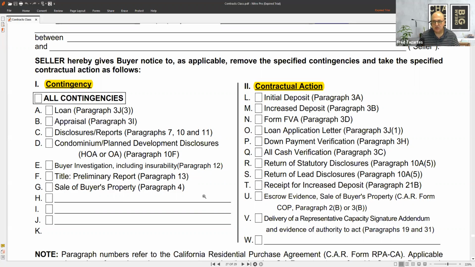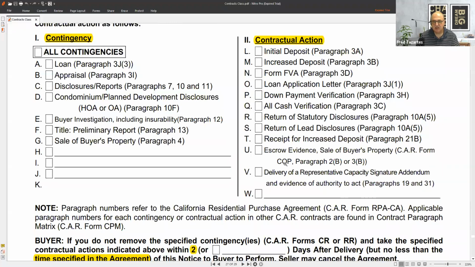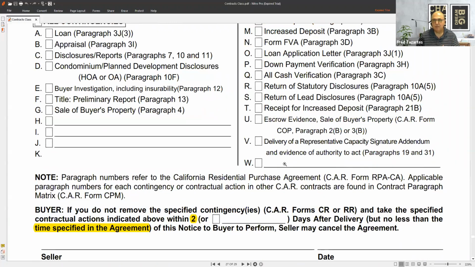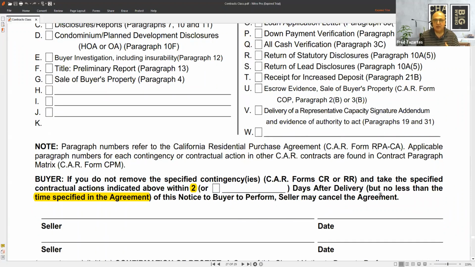It's nothing personal. It's just, hey, you were supposed to remove your appraisal at 17 days. Here's a notice to perform. Let us know what's happening. Doesn't mean we're canceling. We just have our seller's best interest in mind, and we want to prove we are managing the contract.